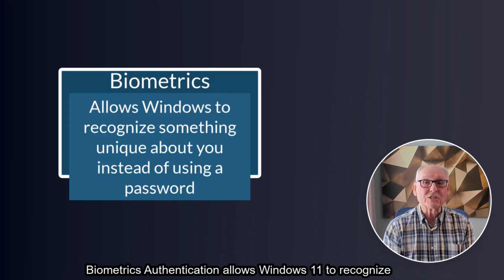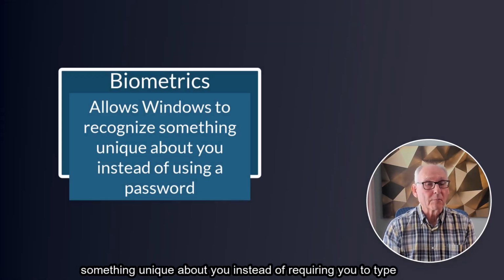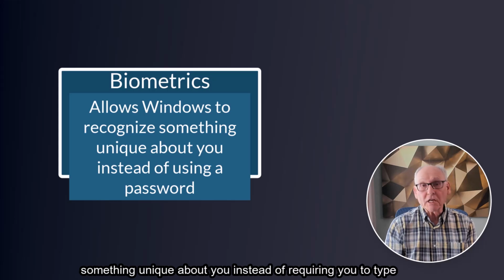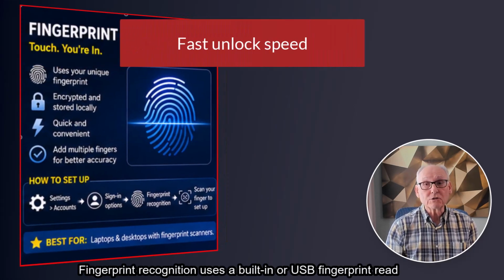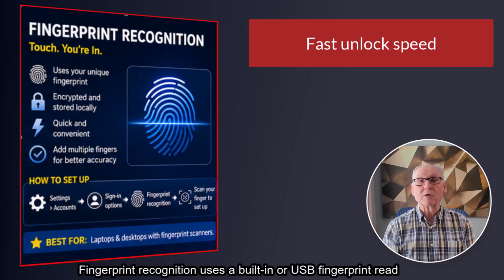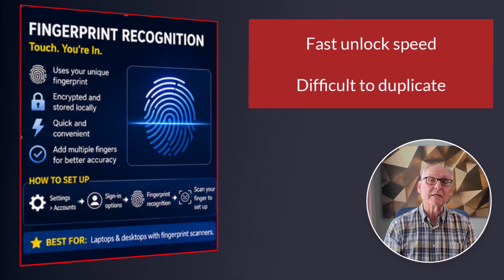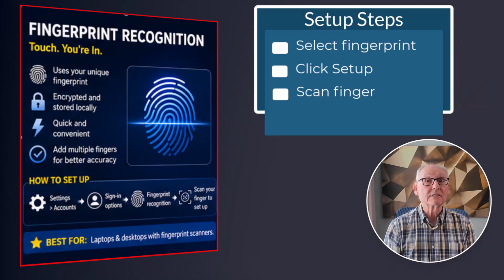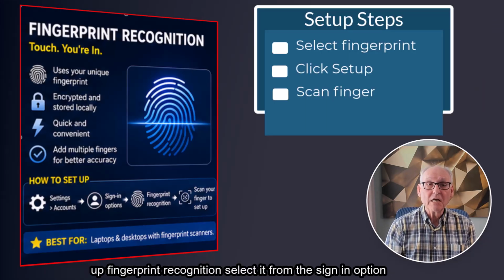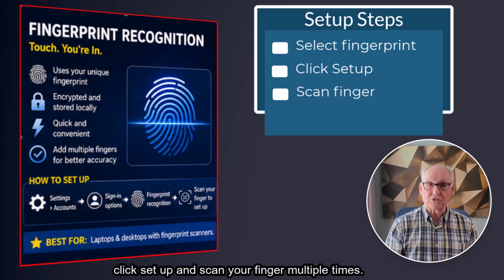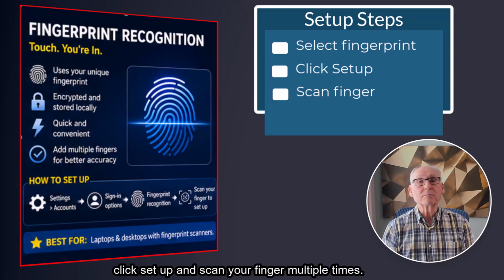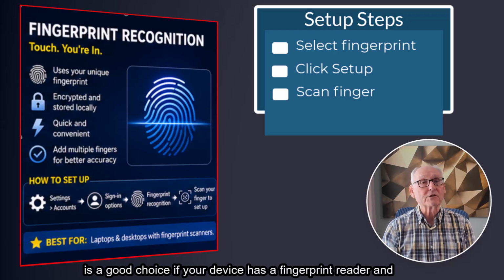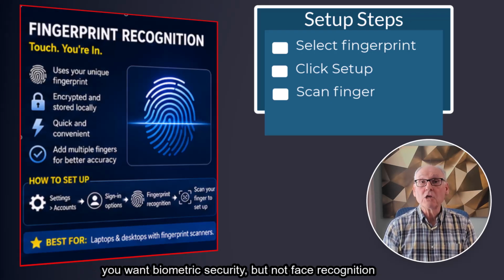Biometric authentication allows Windows 11 to recognize something unique about you, instead of requiring you to type in a password. Fingerprint recognition uses a built-in or USB fingerprint reader to securely scan your fingerprint. The biometric data is encrypted and stored locally on your device. To set up fingerprint recognition, select it from the sign-in options, click Setup, and scan your finger multiple times.